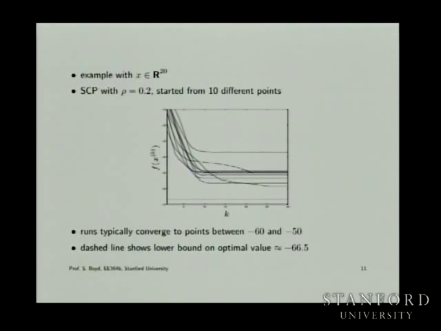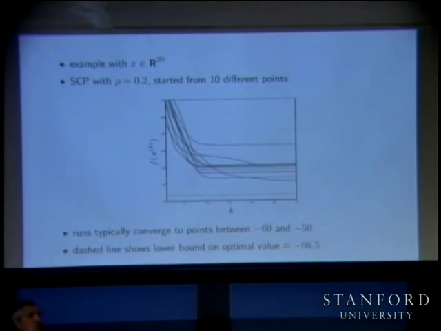Okay? So here's an example in R^20. We run SCP, sequential convex programming, with a trust region radius of 0.2. Now, all the action goes down in a box plus or minus 1. So the range of each x is from minus 1 to 1, which is a distance of 2. So this basically says that in each step, you can only travel 10% of your total range. So in the worst case, it'll take you at least 10 steps just to move from one corner of the box to the other of the feasible set.